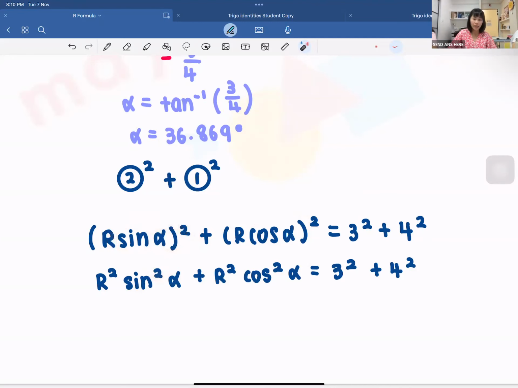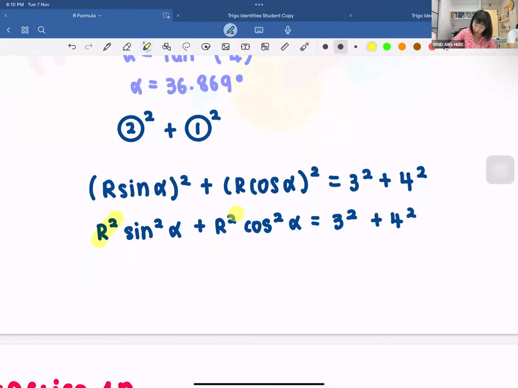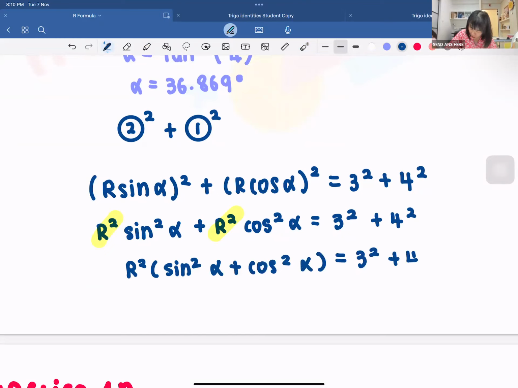Can? Okay, now, did you see R squared here? I want you to factorize it out. R squared times sine squared alpha plus cosine squared alpha equals to 3 squared plus 4 squared. I know the other side can simplify already, but for now, you just leave it for me because I want to prove to you guys something, okay?